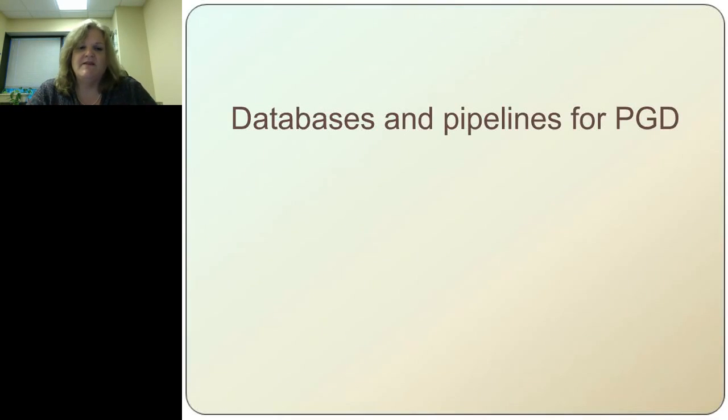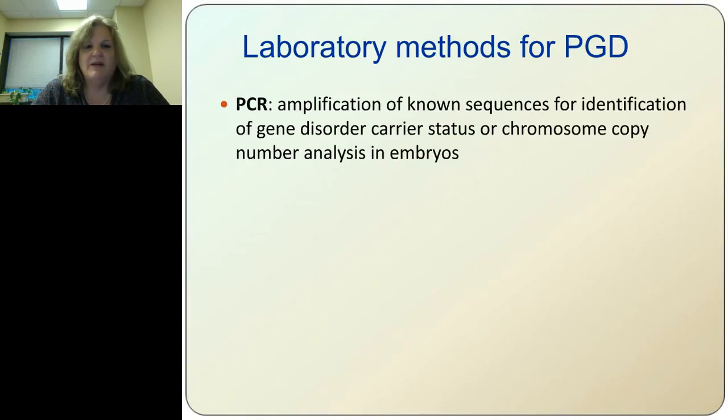So for PGD specifically, we have three different methods we use. PGD, preimplantation genetic diagnosis, is a way in the laboratory of determining whether or not an embryo is a carrier for a particular disease, or whether or not it has the correct copy number of chromosomes. I'll talk about that in a minute. But for all these measures, we use three main analysis methods right now, at least here at RMA. One is PCR, where we amplify known sequences and we identify gene disorder carrier statuses or chromosome copy number analysis in embryos.